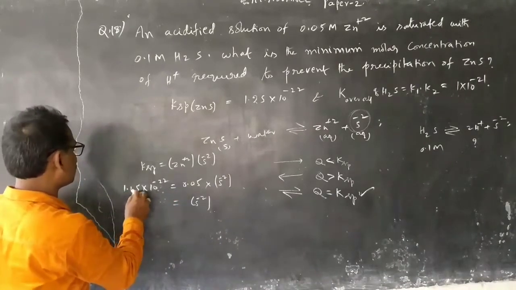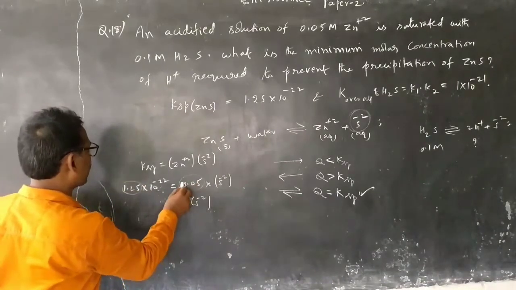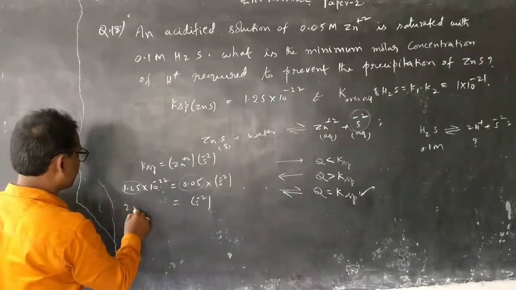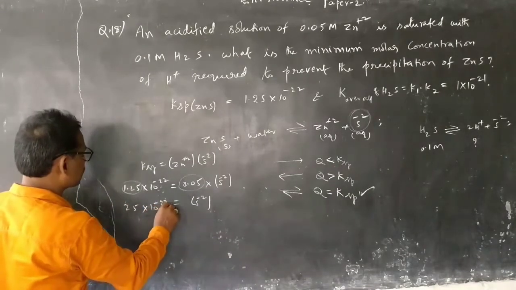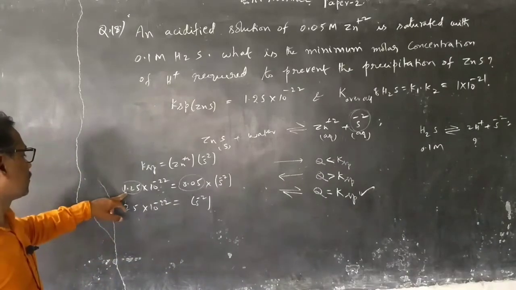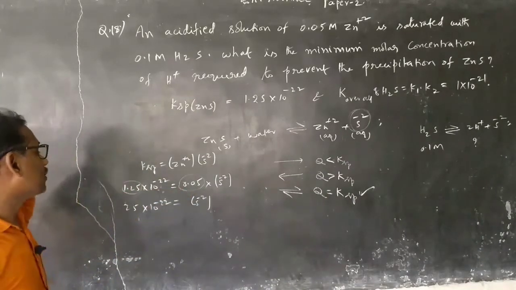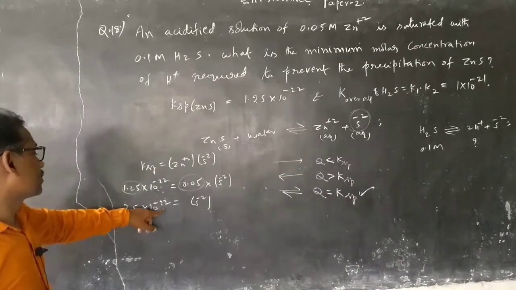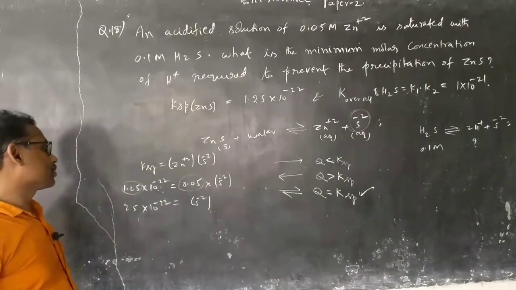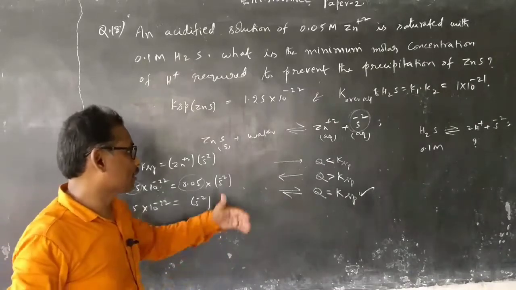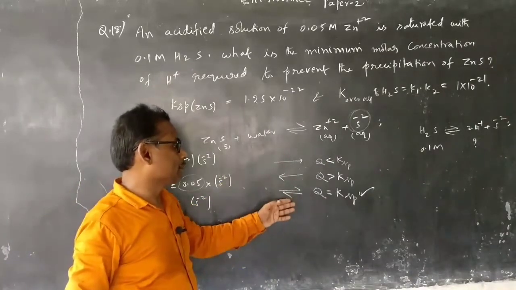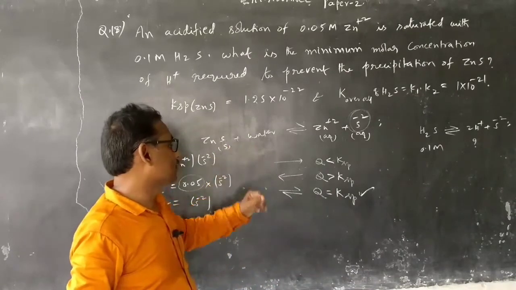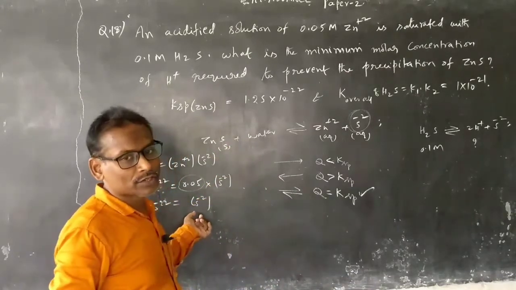We can write it is about 125, divided by 5, that is going to be 25 times. You can write 25 into 10 power minus 22. So 25 into 10 power minus 22, that much concentration of sulfide is required in order to attain this equilibrium condition. So to get saturation of ZnS in water, this is the required concentration of sulfide.